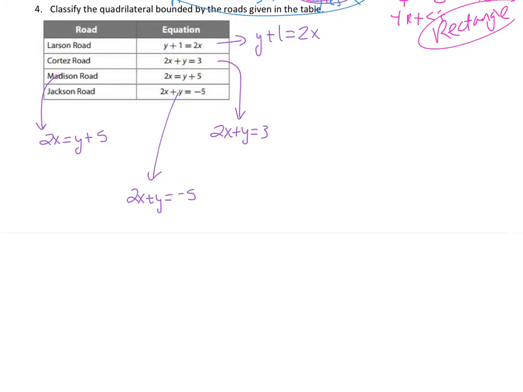Now, I would like you to go ahead and find out what the slopes are of all 4 of these. So in order, Larson, Cortez, Mason, Madison, and then Jackson Road. So find the slopes of all four of those lines.